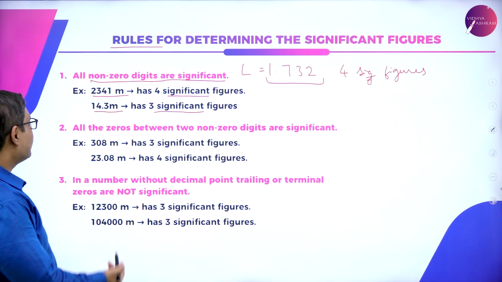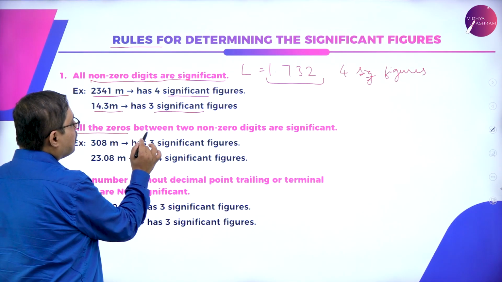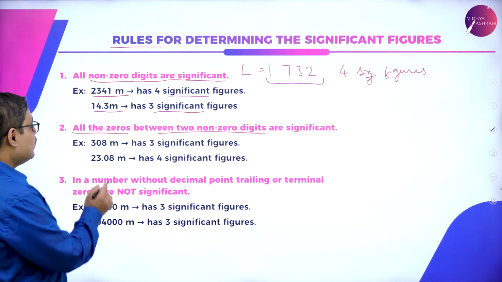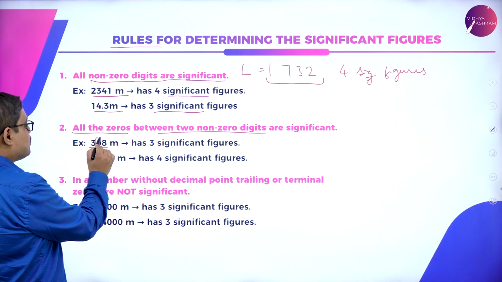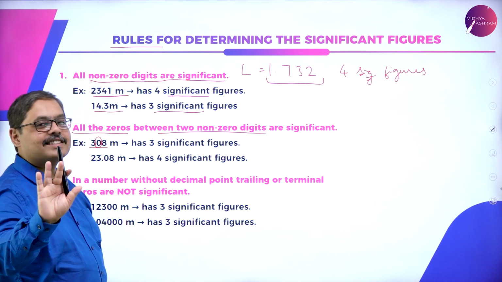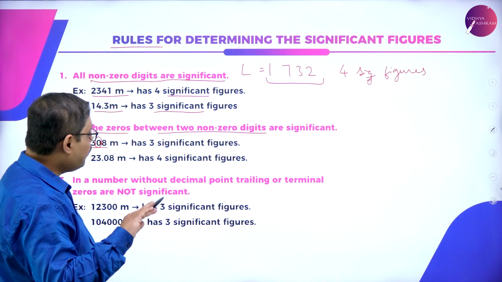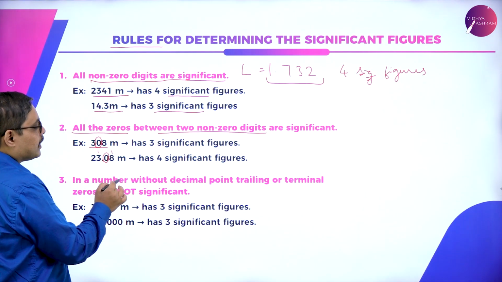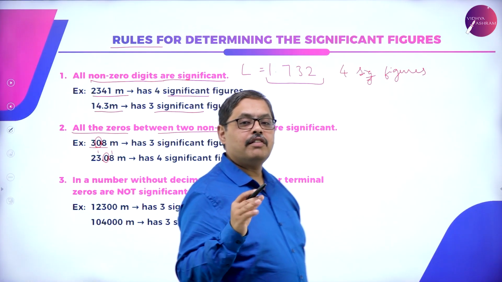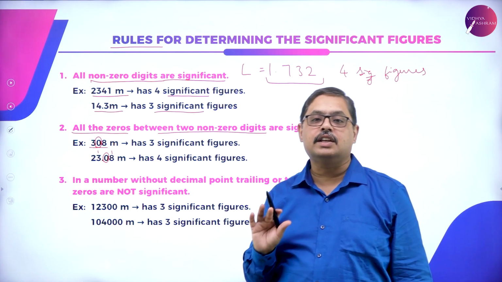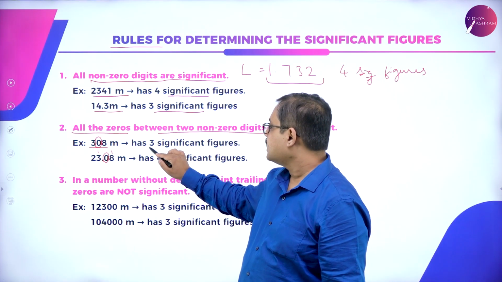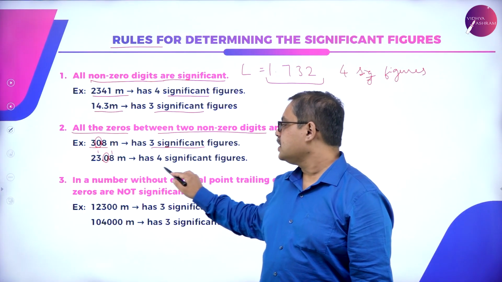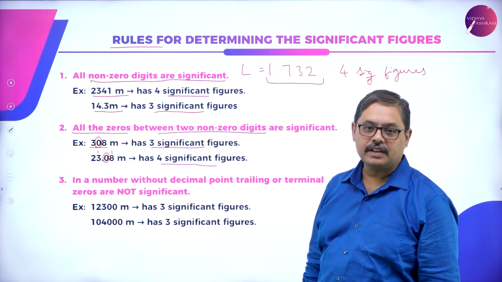Let us have a look at this. All the zeros between 2 non-zero digits are significant. 0 between non-zero. See, in this 308, 0 is between 3 and 8. So it is significant. Whenever a 0 comes between non-zero digits, it is always significant. I can say that 308 has 3 significant figures. 23.08 has 4 significant figures.